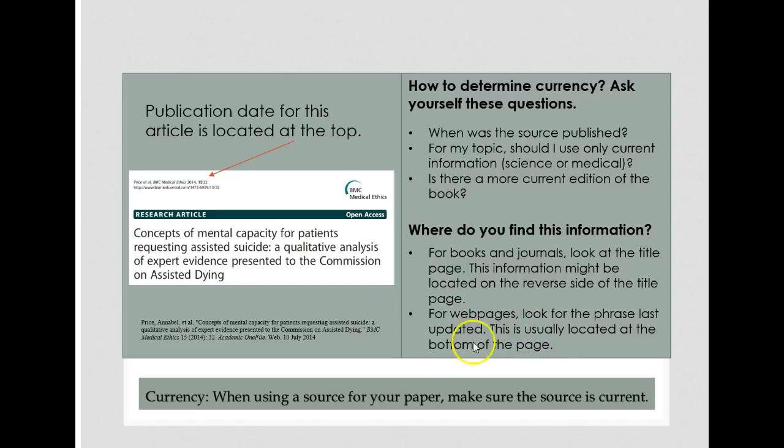For web pages, you're going to look for the phrase last updated. This is usually located at the bottom of the page, and it's very important that you locate this because in order to do a correct citation for your works cited page, you're really going to need the date that something was published and or last updated if it is online.